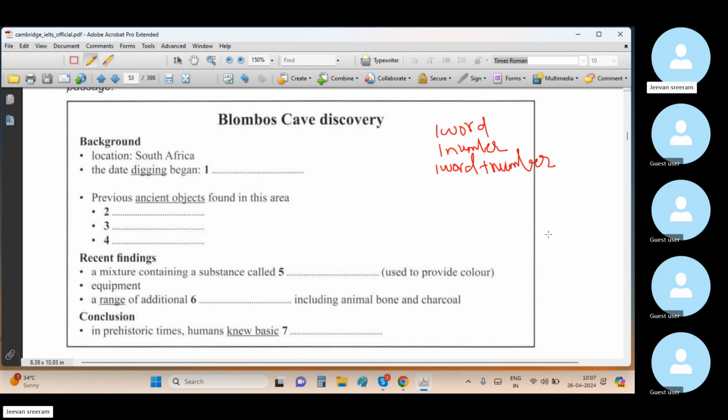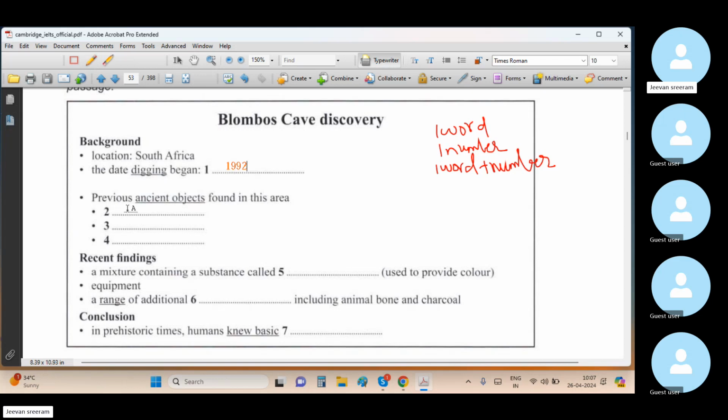Let's discuss. Background. Location, South Africa. The date digging began. What's the year in which the excavation had begun? 1992 is the answer. Please check the related paragraph, the relevant information. Instead of digging, you can say excavation in the passage.